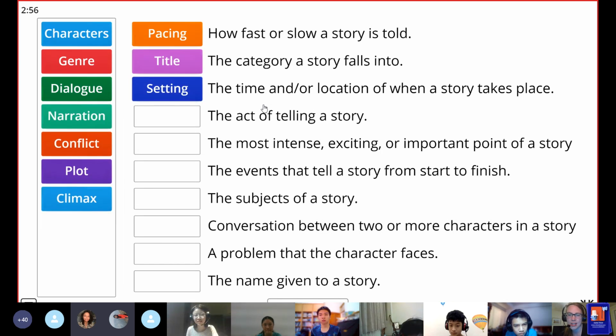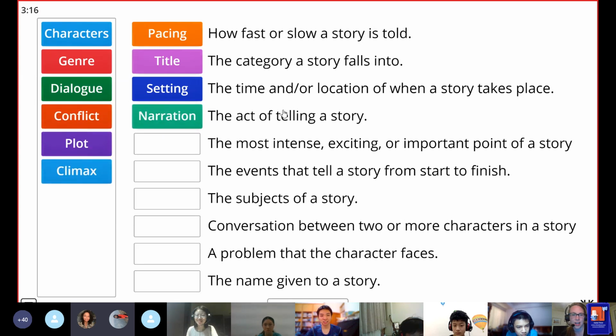Okay. This one's a little bit tricky. The act of telling a story. Ray, do you remember what this might be? I think it is narration. All right, let's put this one here. Nice job. Okay. The most intense, exciting, or important point of a story. Ryan, what do you think? Climax. All right, so let's put that there.